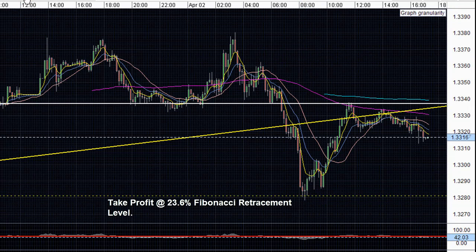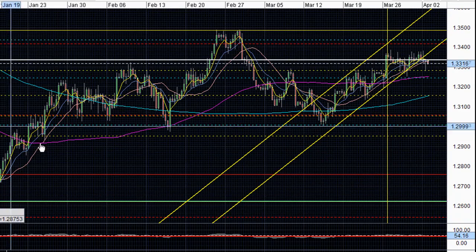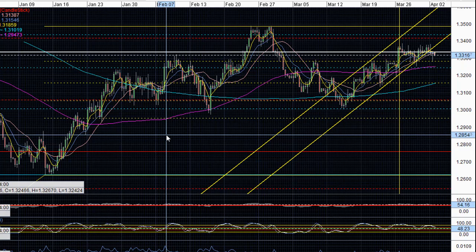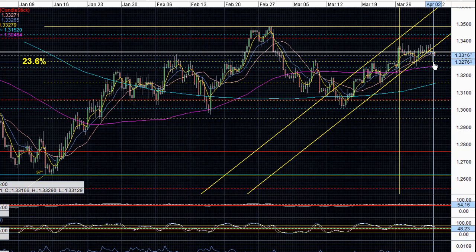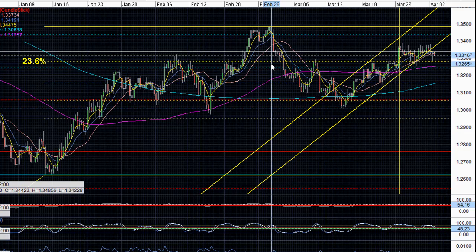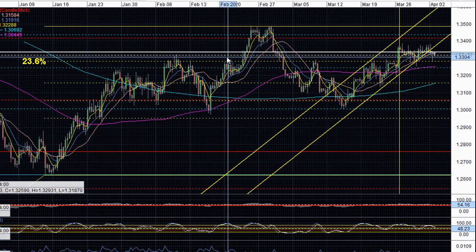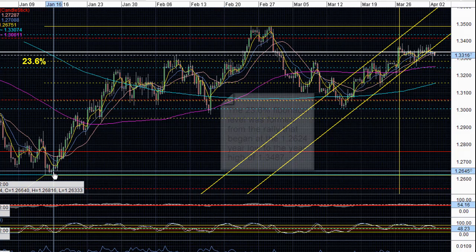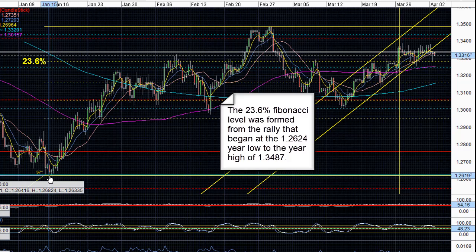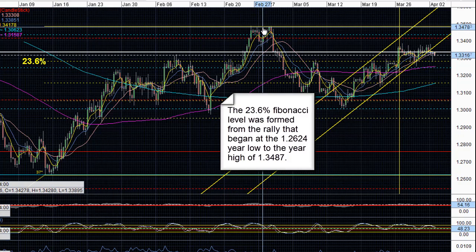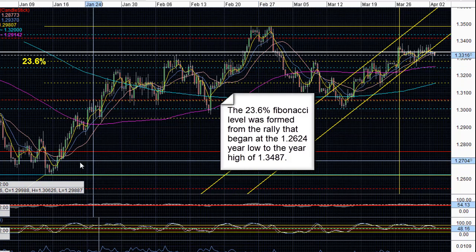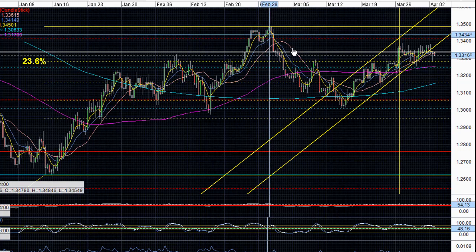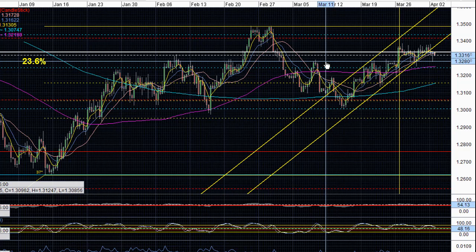Now, let me go to the 8-hour chart so you can see where this 23.6 Fibonacci level comes from. Now, this level right here where, of course, price found support. I know it's kind of hard to see. This is the 23.6% Fibonacci retracement level. But you can see that it was formed primarily from this major rally that began back in January at our yearly low at 26.24, all the way to resistance at 34.87. So this rally up during a few months ago is what led to this 23.6% Fibonacci retracement level.